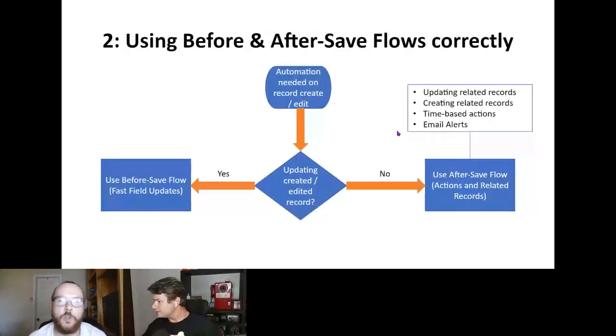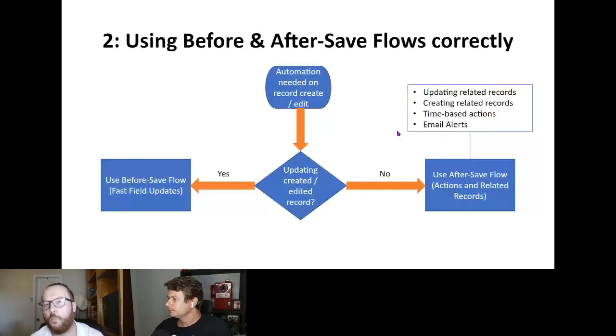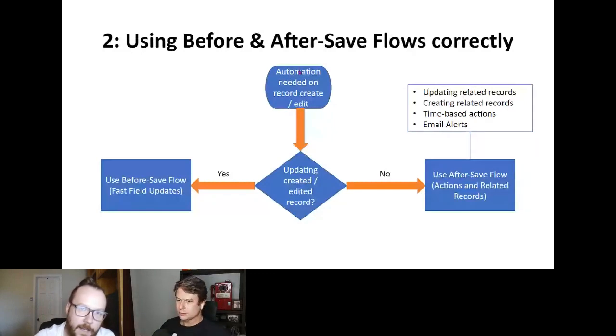Okay. So the next concept, I think, is one of the most simple and powerful things that you can do to build better record triggered flows. And it really involves following a golden rule on when to use before and after save flows. So if we look at the top here, let's start with the scenario where automation is needed on a record that's created or edited. So the golden rule and the question you need to ask yourself is, are you updating the same record that was created or edited? If the answer to that question is yes, then it's best to use a before save flow, which is called fast field updates.